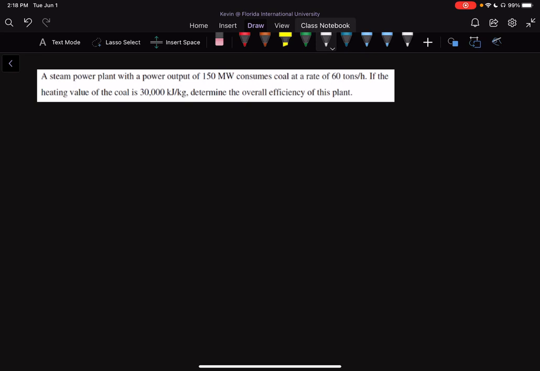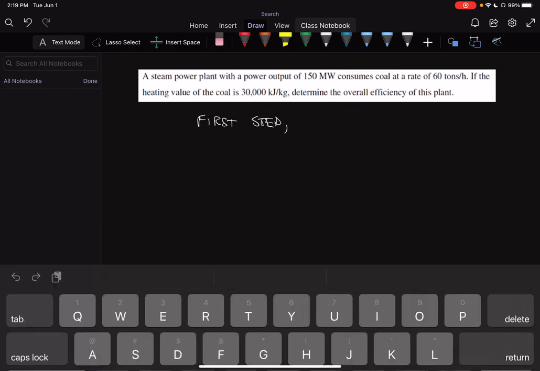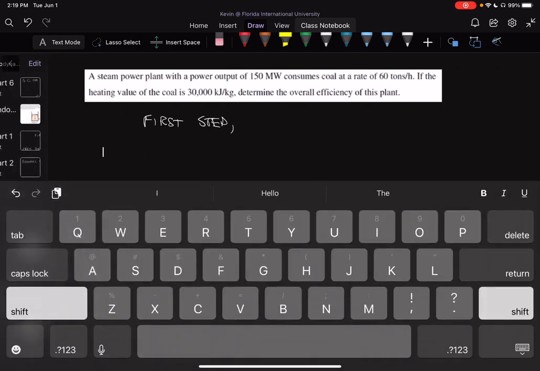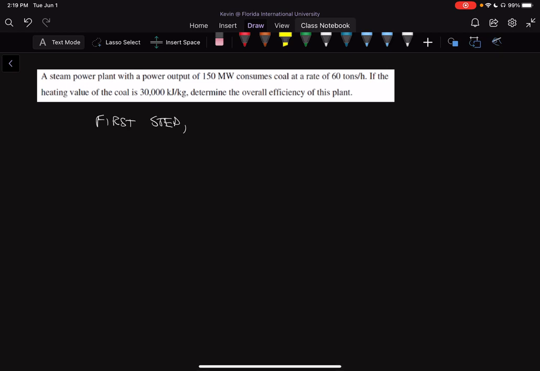Okay, so the first step is to figure out what type of system we're dealing with. It could either be a heat engine, or a heat pump, or a refrigerator. I'll say R for refrigerator.